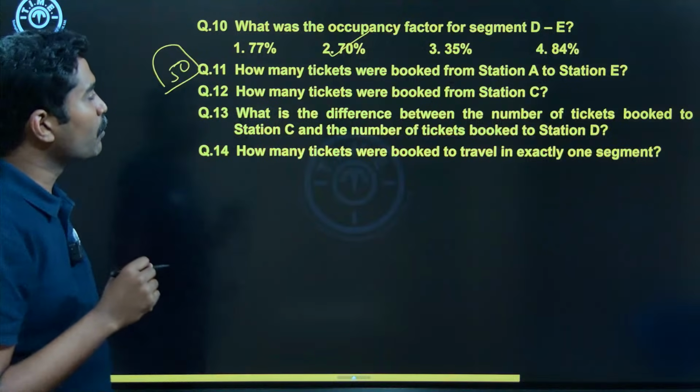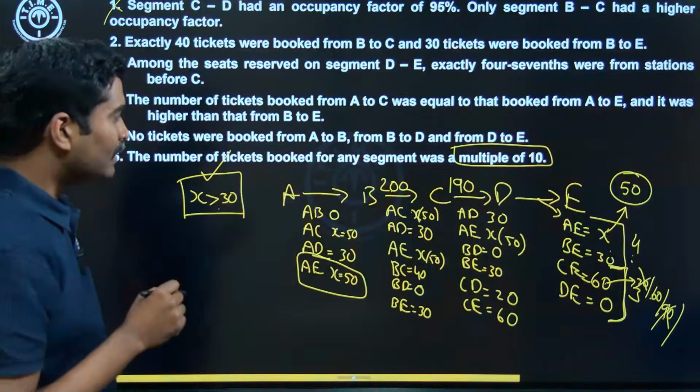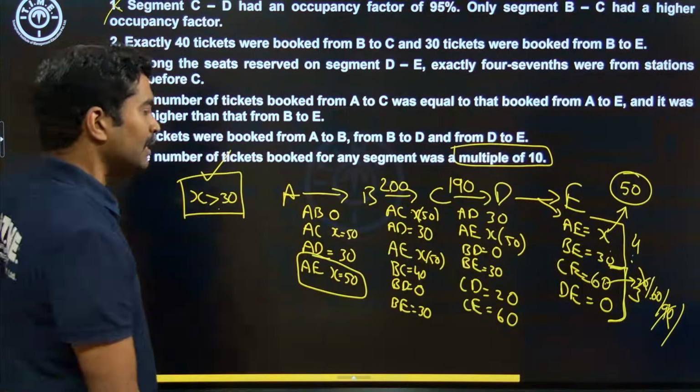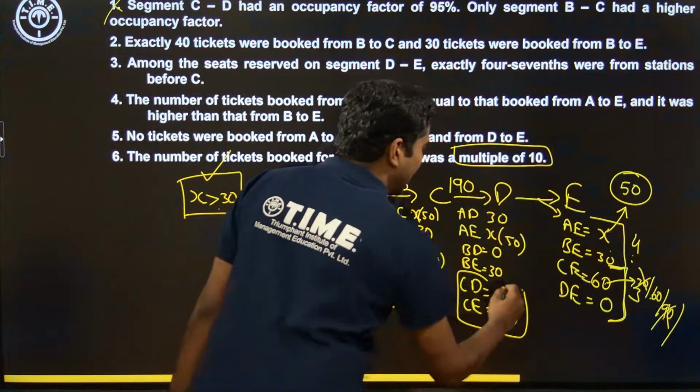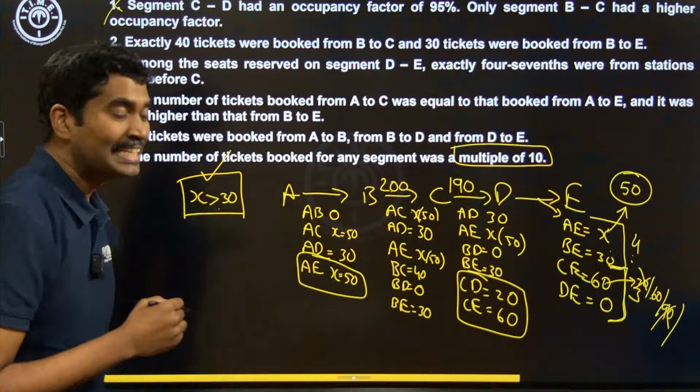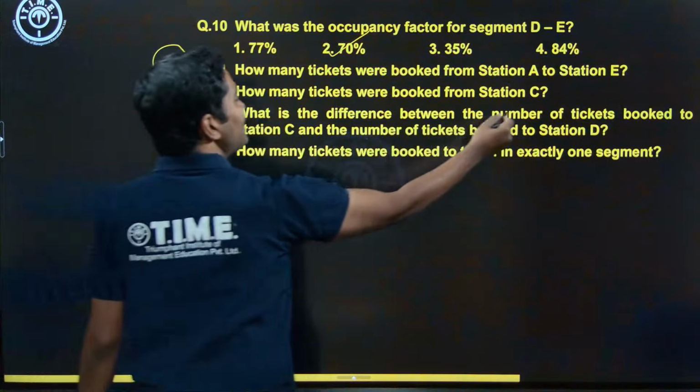How many tickets were booked from station C? Okay, from station C meaning I have to check CD and CE, right? So 20 plus 60, that would be a total of 80 tickets.